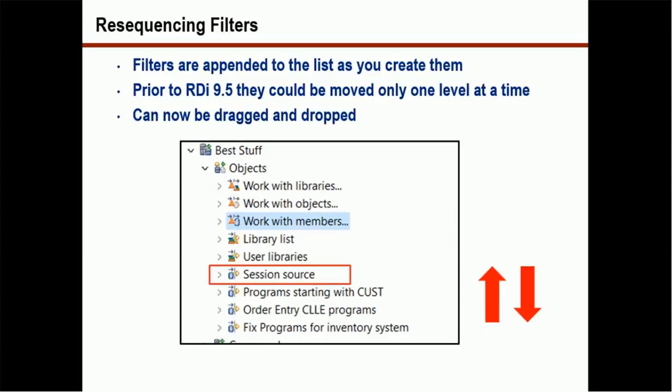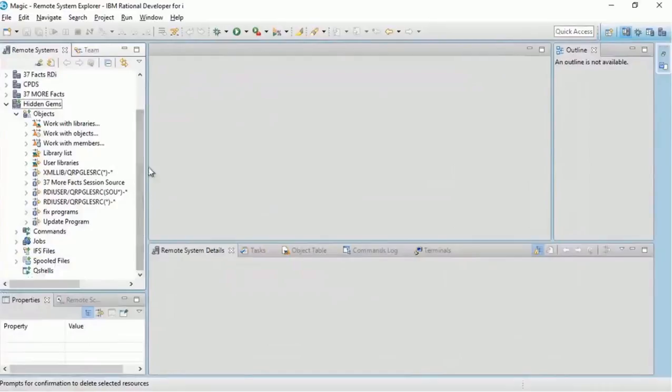So the first thing I have here on the screen is resequencing filters. I'm going to now open up my live RDi so you can see exactly what I'm talking about. And here it is over here. You see that I have an open connection here called Hidden Gems, and I have that little green arrow, which means that the connection has already been established. It's open. This is connected to IBM i. Before I go and start resequencing filters, here's one more little trick I'll show you.